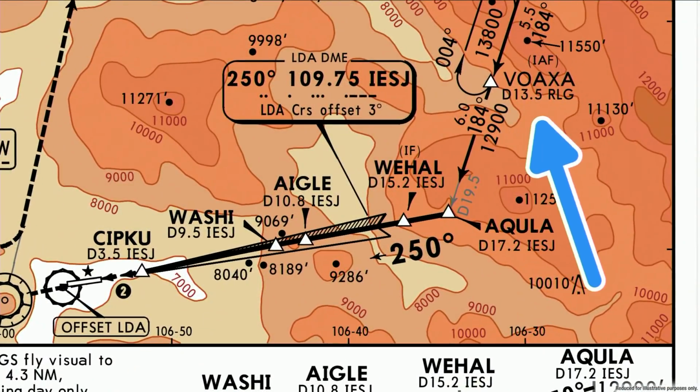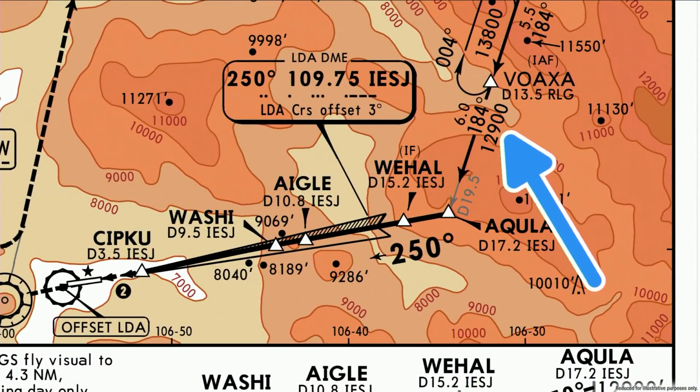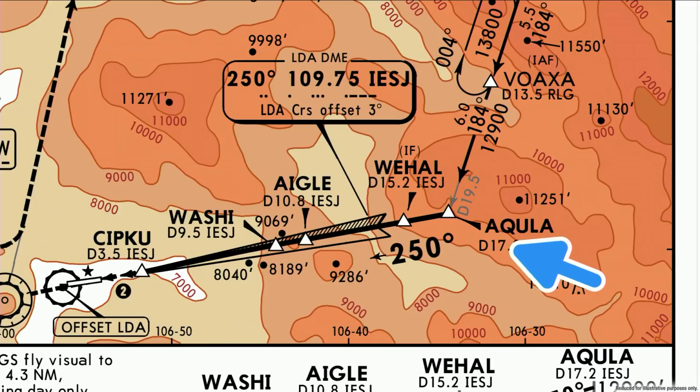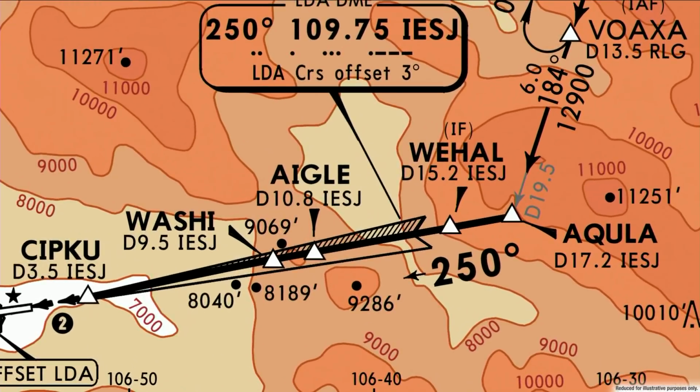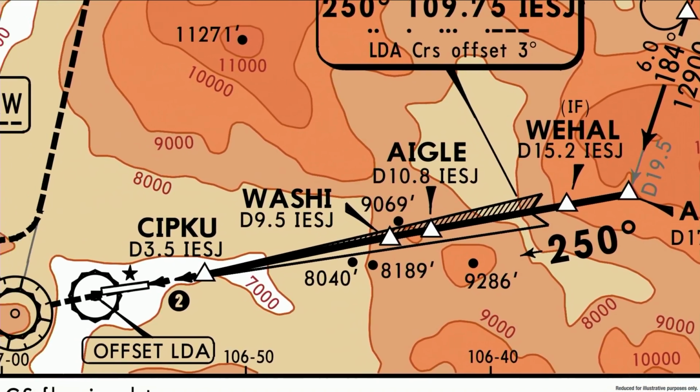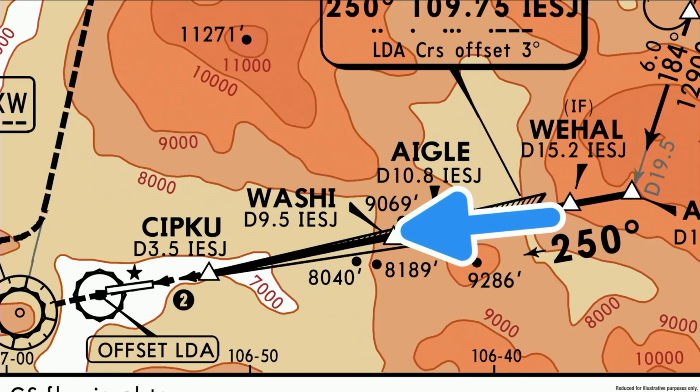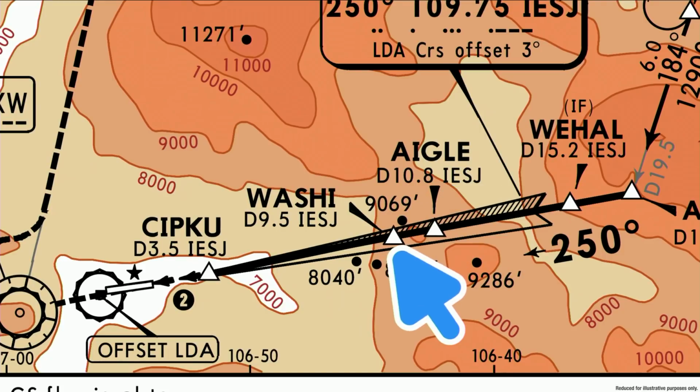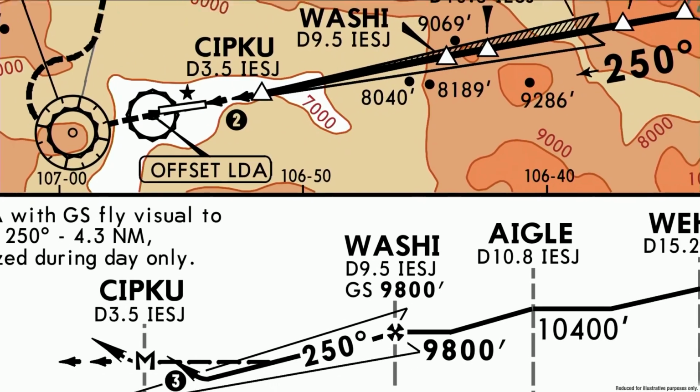But our initial approach fix is VOXA. From there, we'll come down to Aquila. From there to our intermediate fix, you can see it says IF, so that's our intermediate fix of Weehall. From there into Agile, to Washi, down to Sipku. That is our missed approach point.